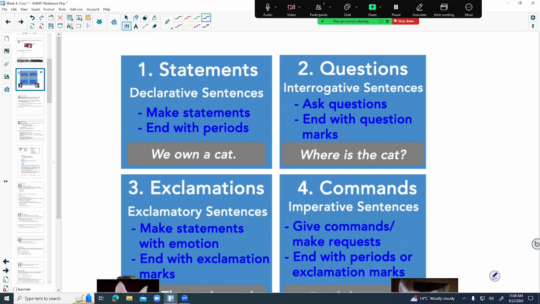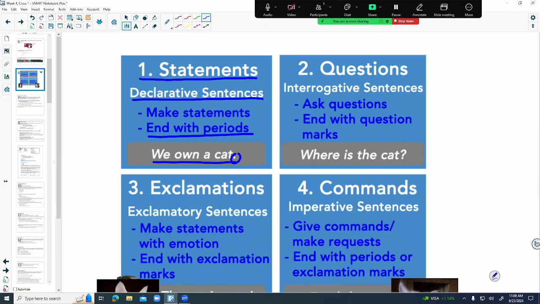The different types of sentences are, number one, statements. Statements are what we call declarative sentences. You're making a statement, or you are stating a fact, and a declarative sentence always ends with a period. So for example, we own a cat. You're just stating a fact, and at the end you put a period. That's a very basic sentence. One idea: we own a cat.